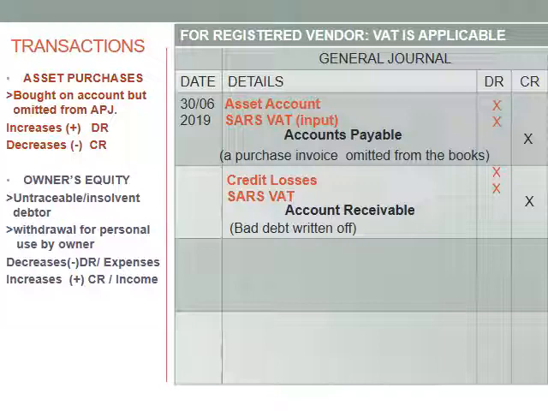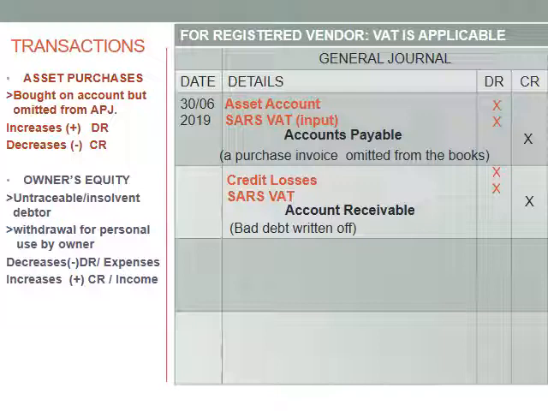Why are we including VAT in this transaction? It's because initially, when the credit sales were recorded in the accounts receivable journal, output VAT was recognized. This output VAT is also included in the amount that will not be recovered. Therefore, we have to reverse it from the VAT account.